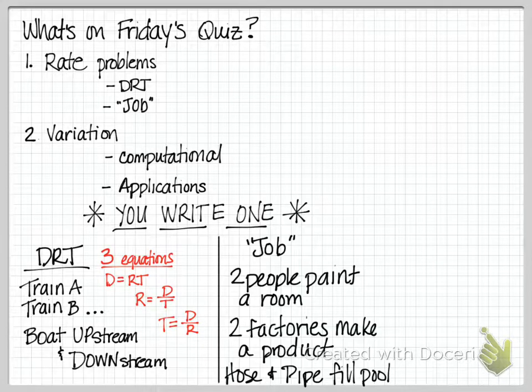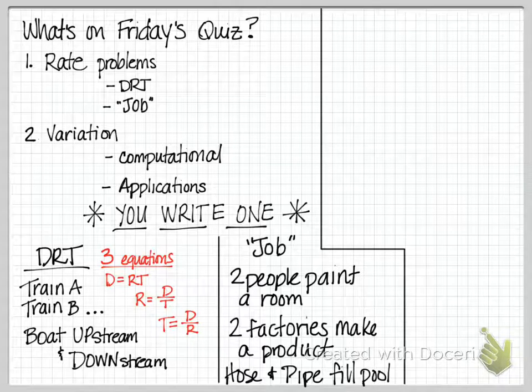Then there were the job problems. We had things like two people painting a room, or two factories making a product, or the hose and the pipe filling the pool, those kind of problems. You can look back at those videos to find some examples of all of those things, both the distance, rate, and time problems and the job problems.